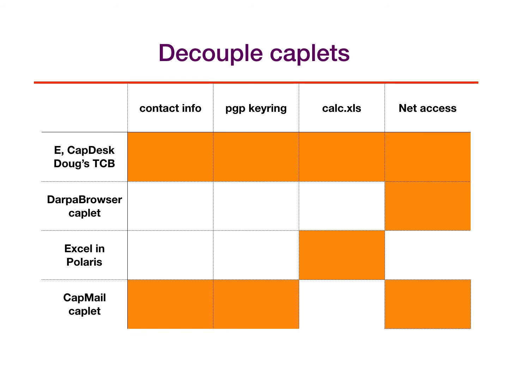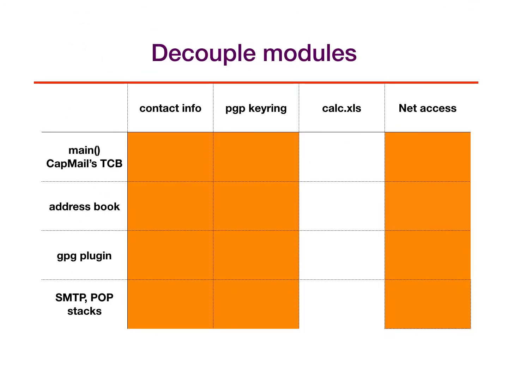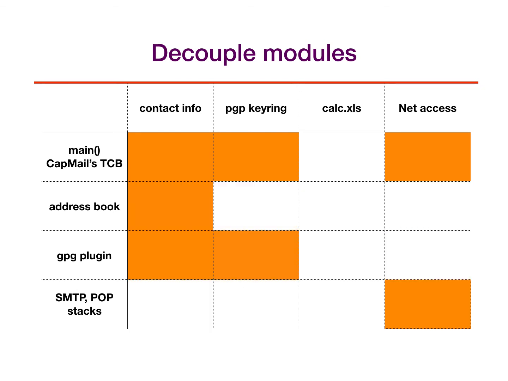Let's focus in on the capmail caplet, the bottom row. Well, capmail, being written in an object capability language, does not need to give every module complete access to all of the resources that are given to capmail as a whole. Rather, the different modules can be structured to get only the parts that they need to operate on, and the address book does not need, for example, access to the net or the PGP keyring.